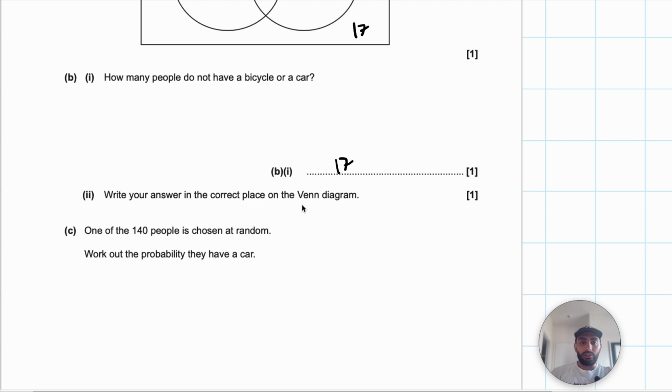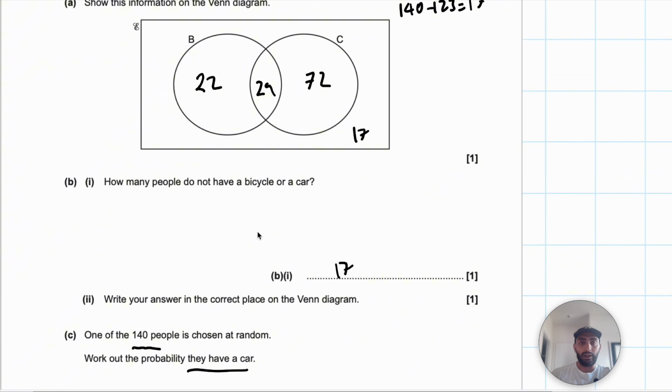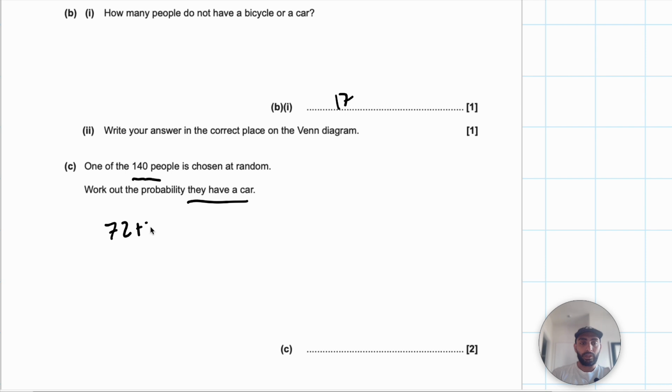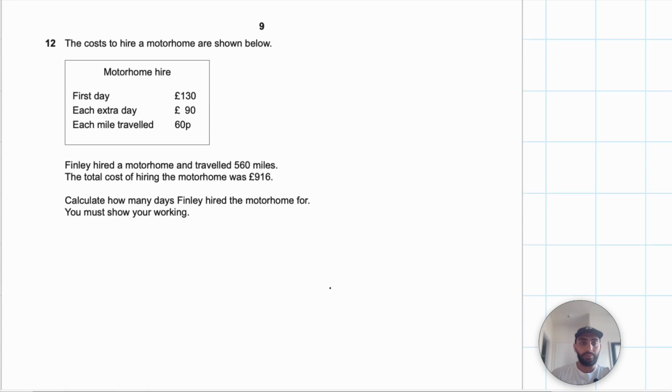Write your answer in the correct place on the Venn diagram. That's already done. Part C, one of the 140 people is chosen at random. Work out the probability they have a car. How many people have a car? So it's going to be this entire circle, that's 72, add 29. And altogether, there are 140 people. So 72 add 29, 70 add 20 is 90, 99, 101. So 101 over 140.